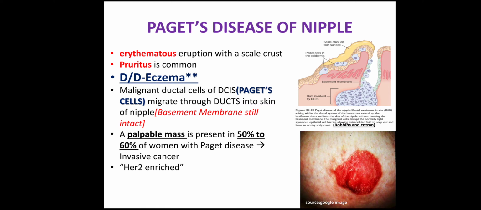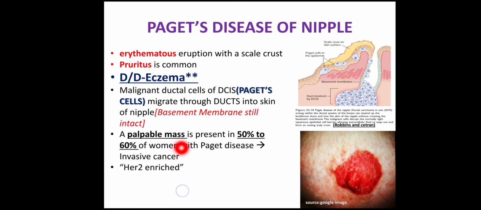So what happens in Paget's disease is that there is a focus of ductal carcinoma in situ in the breast, and these malignant ductal cells migrate under the basement membrane to the epidermis. So they reach the epidermis. These are the Paget cells in the epidermis, but still the basement membrane is intact and there is no invasion into the stroma. But the important thing is that a palpable mass is present in 50 to 60% of women with Paget's disease, and they can have an associated invasive cancer.